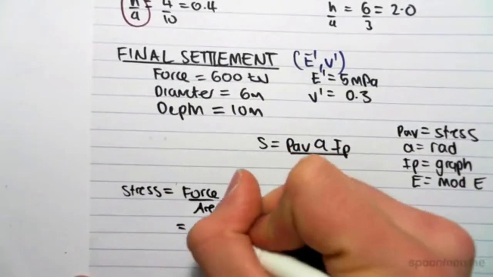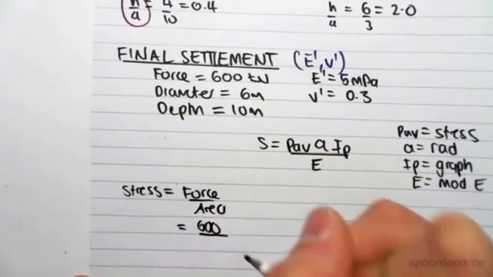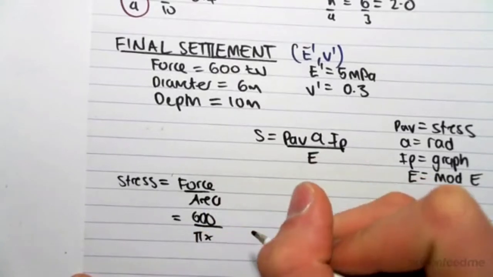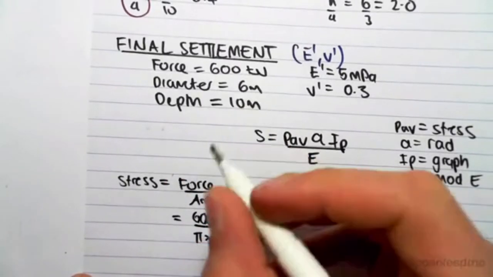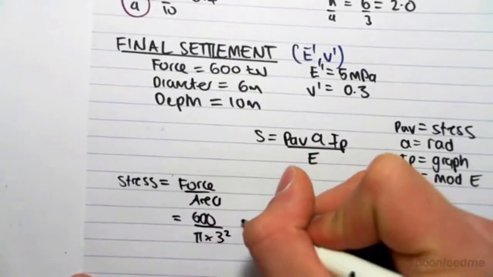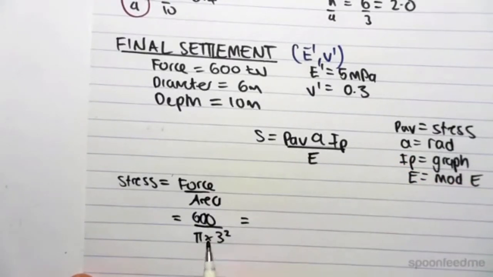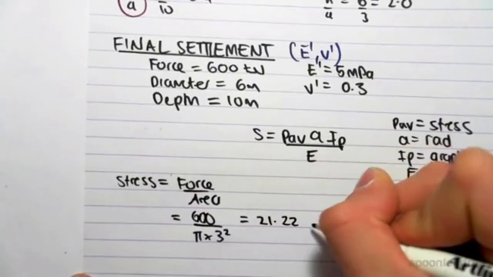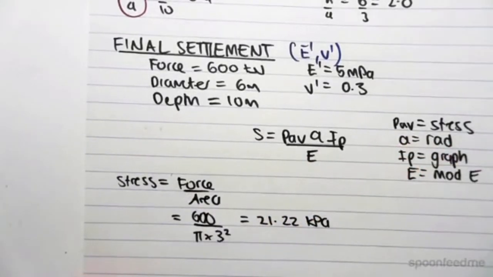So we can find our stress. We're given a force of 600 kilonewtons, so 600 divided by the area, which would be pi times the radius squared. The diameter is 6 meters, which means the radius would be 3 meters. So pi times 3 squared. That's the force on the area, and we would get a value of 21.22 kPa. So we found the average pressure.